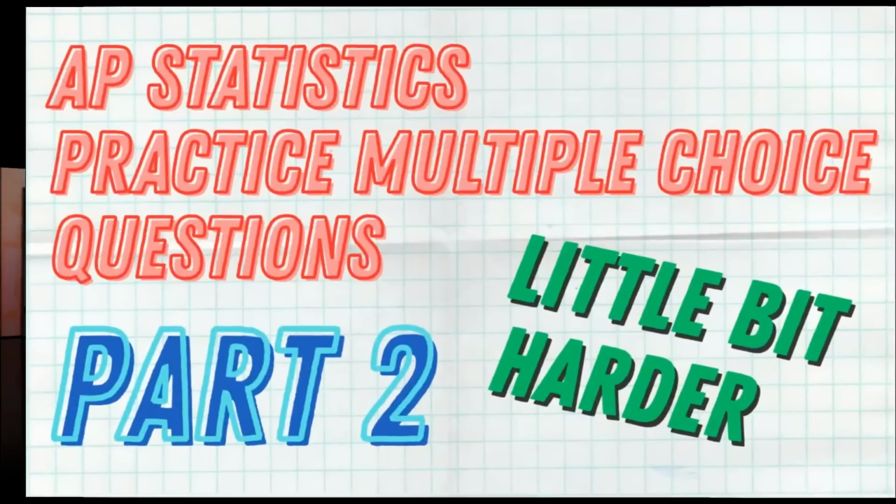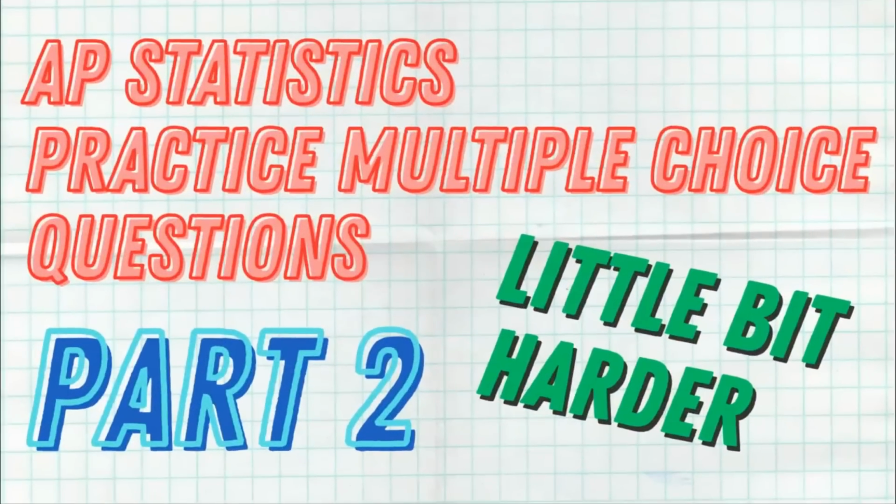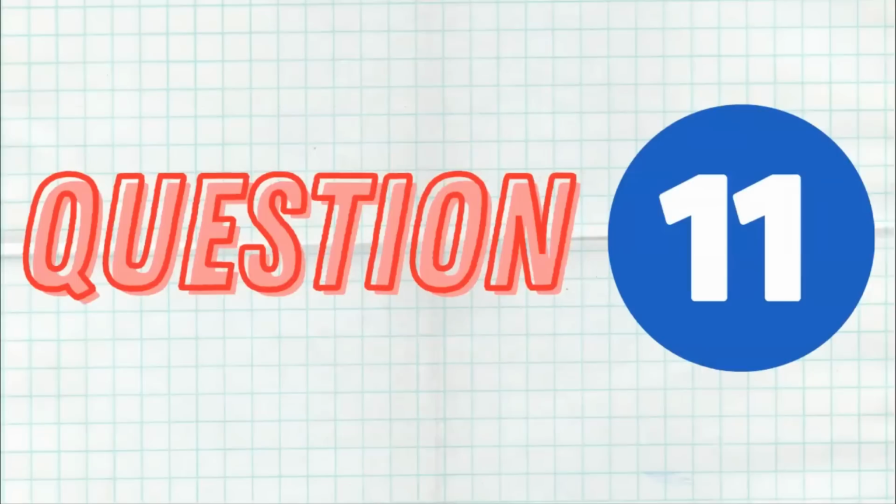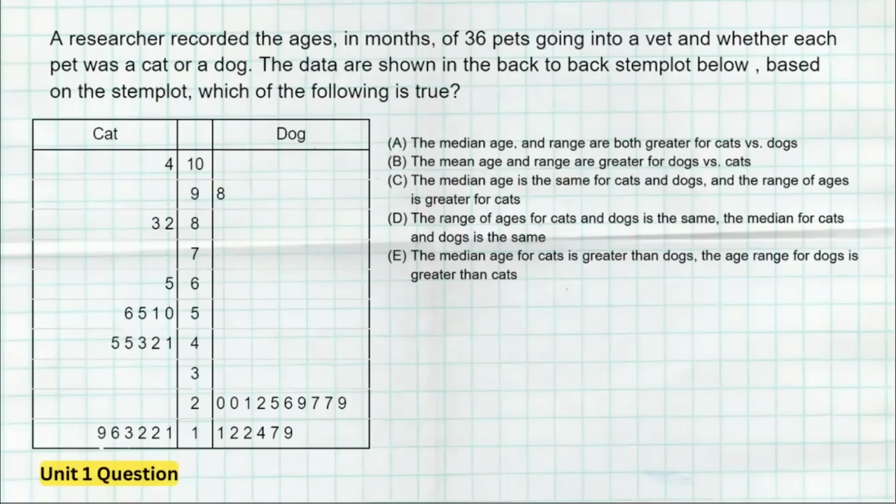Being that this is part 2 of the AP Statistics practice multiple choice questions, I decided to make them a little bit harder. Not all of them, but you'll see that some questions involve a little bit more work, especially those pesky questions that involve probability. So let's dive right into question number 11. Here it is. You can pause the video, try it on your own, and then just hit play and I'll start talking about the solution. So here is the question from Unit 1.